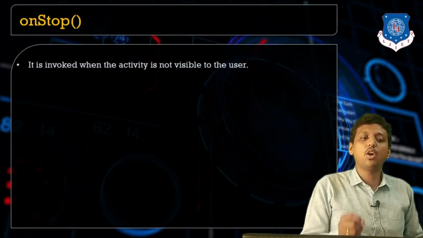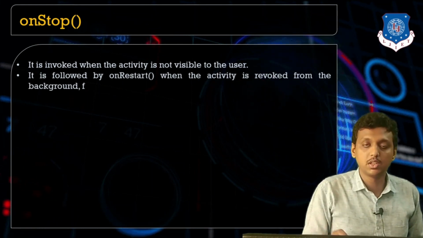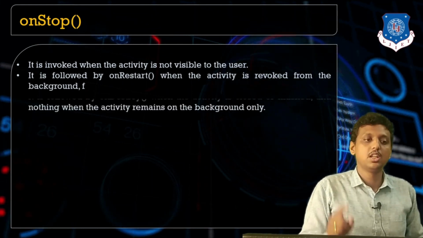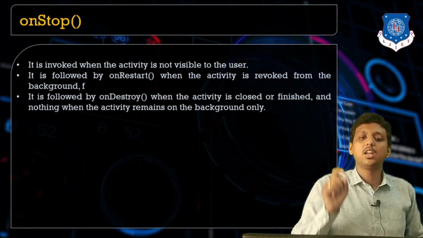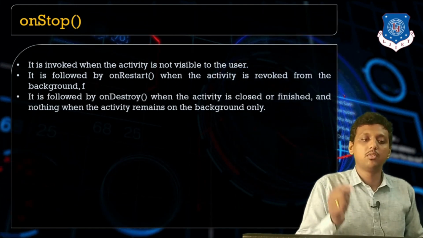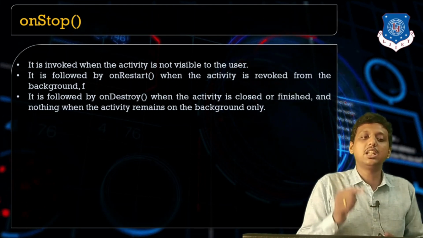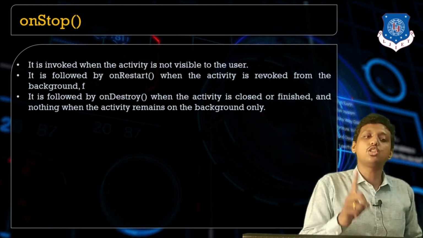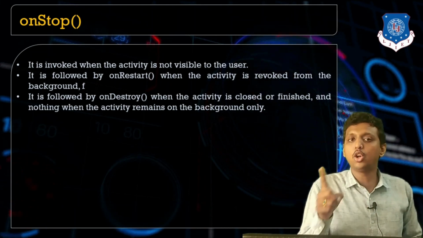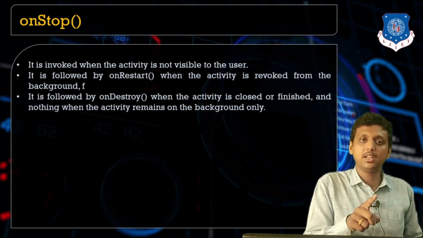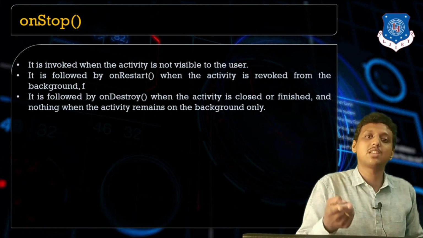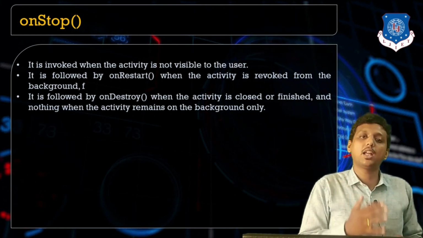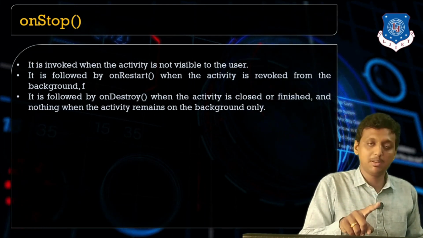Next, we have the onStop. It is invoked when the activity is not visible to the user. Stop will be called when the activity is not visible to the user. It is followed by the onRestart when the activity is revoked from the background, or it is followed by the onDestroy. See, two things are there. The onStop method will be followed by the onRestart, meaning after stopping, the activity gets into the restart state. So when we call the activity from the background, the restart method will be called.